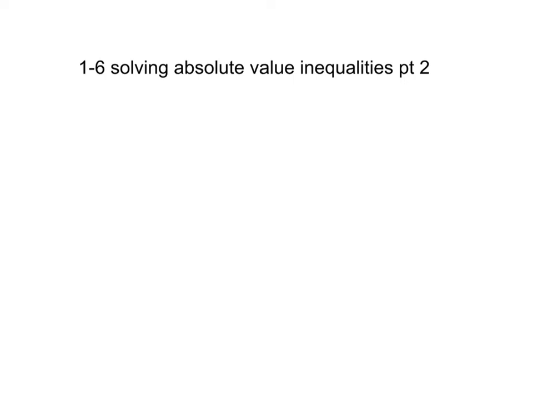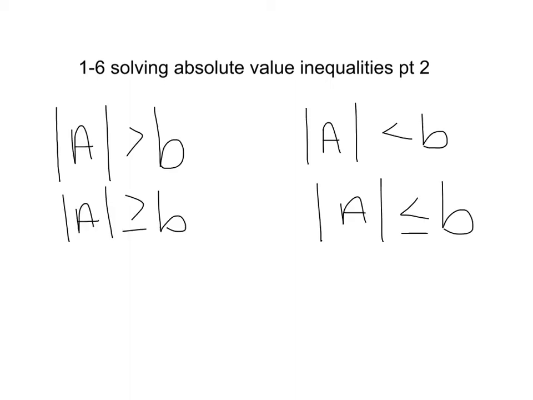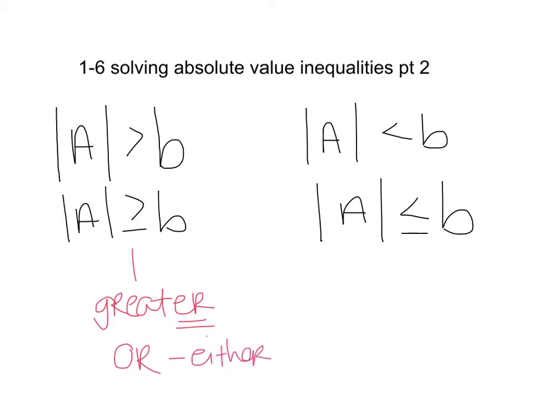1/6, solving absolute value inequalities, and this is part 2 of 1/6. There are two types of absolute value inequalities. The first type is the absolute value of something is greater than or equal to, and if you emphasize the word greater, it sounds like an or problem, which means either inequality needs to be true.